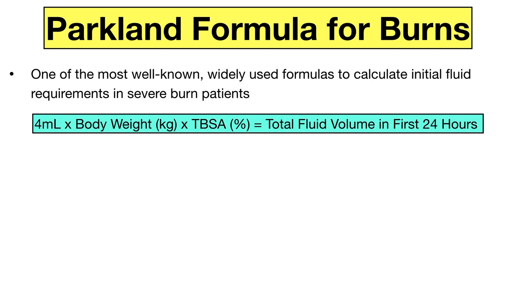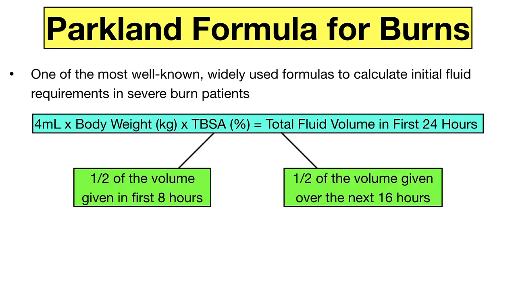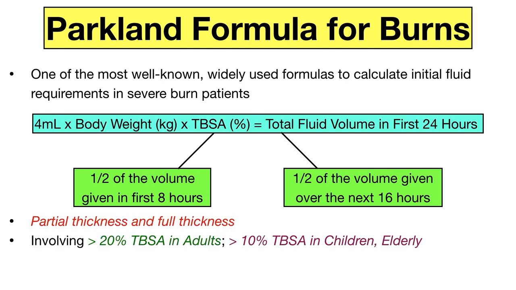This will give you the recommended amount of crystalloid fluids to be given over the first 24 hours after injury. The first half of the volume is given in the first 8 hours after the burn, and the second half is given over the next 16 hours. The formula is used for partial thickness and full thickness burns that are typically involving more than 20% total body surface area in adults and greater than 10% total body surface area in children or the elderly.